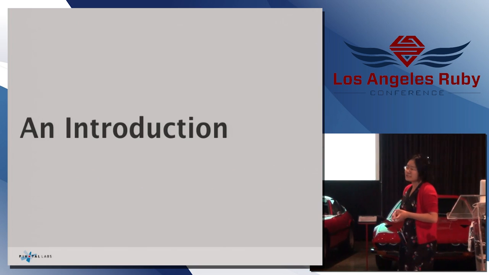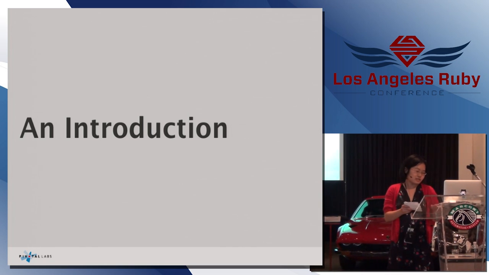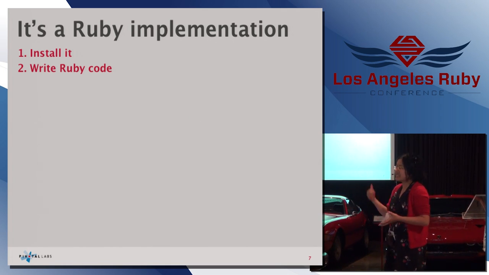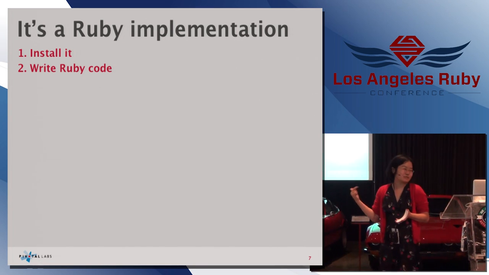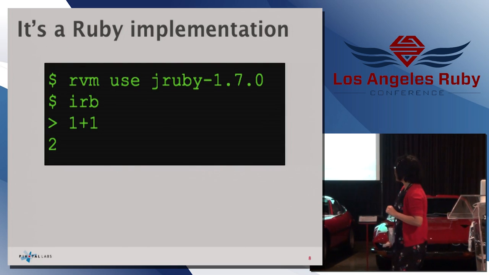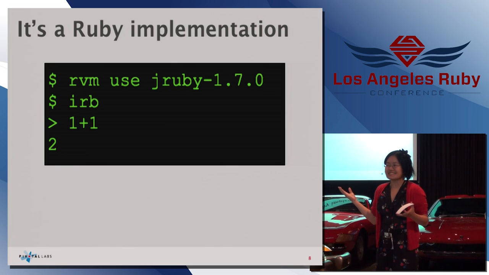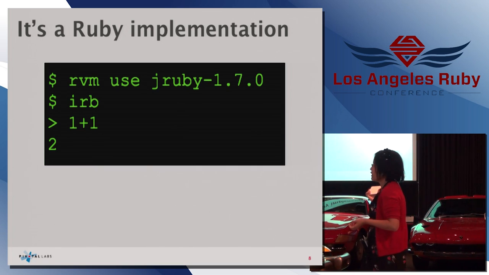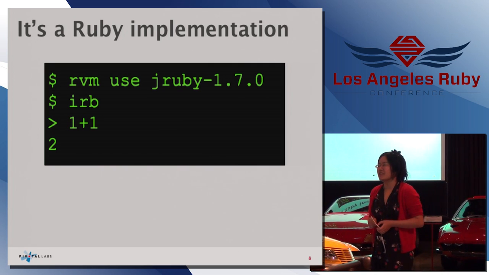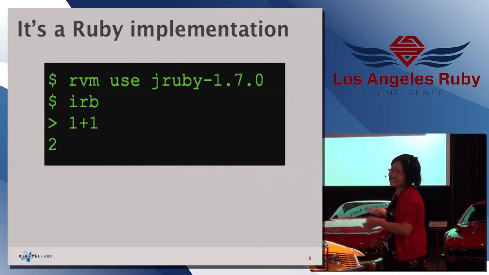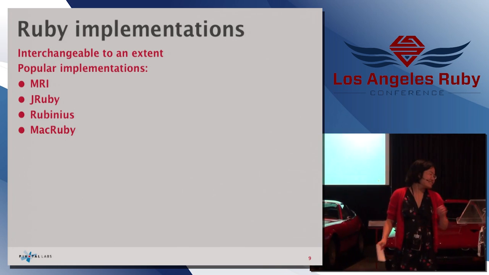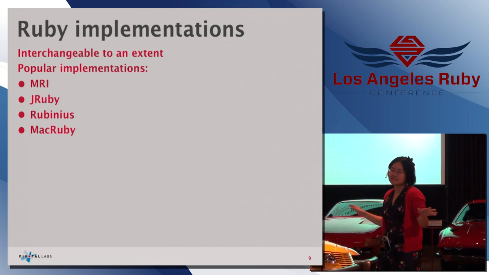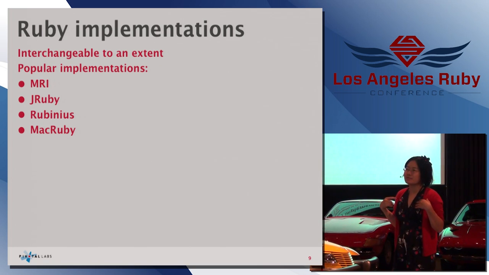All right, so now I'm going to tell you a little bit more about JRuby. So JRuby is a Ruby implementation. So to switch your project over from Ruby to JRuby, it's basically step one, install JRuby, and step two, write Ruby code. So here's a code sample. If you guys are using RVM to manage your Rubies, then it's as simple as typing RVM use. And if you're not using RVM, you should consider using it or RBM to manage your Rubies. And it's the same as normal Ruby. So they are interchangeable to an extent. Hopefully, 1 plus 1 is the same under all Ruby implementations. If you find that that's not true, let me know and I'll help you report a bug.